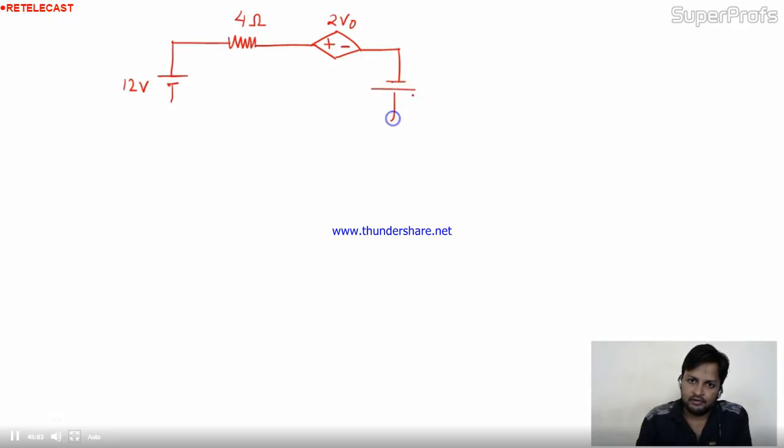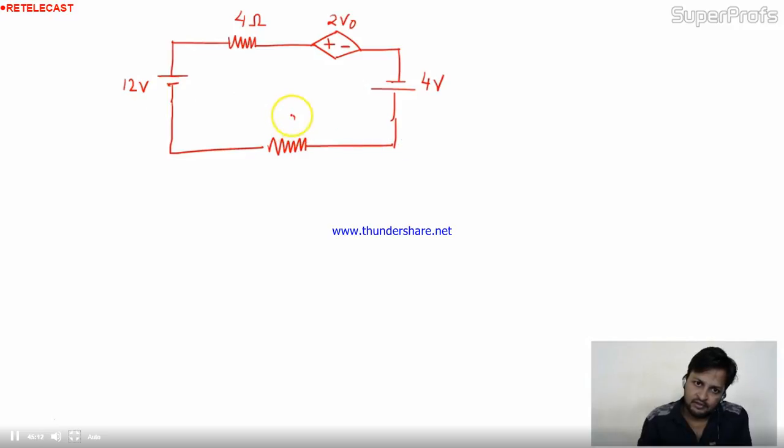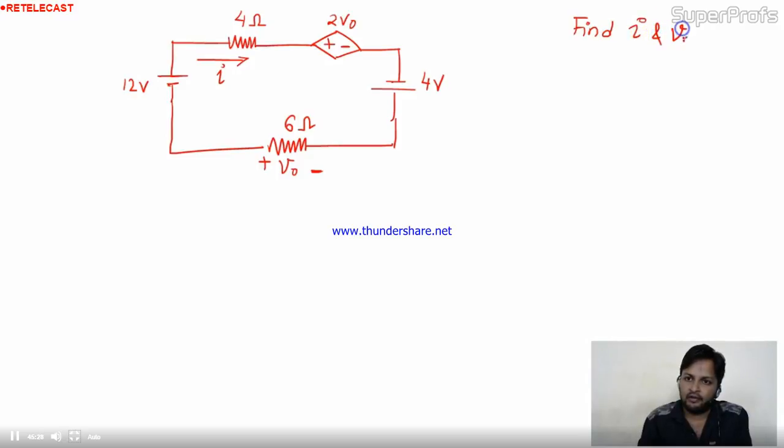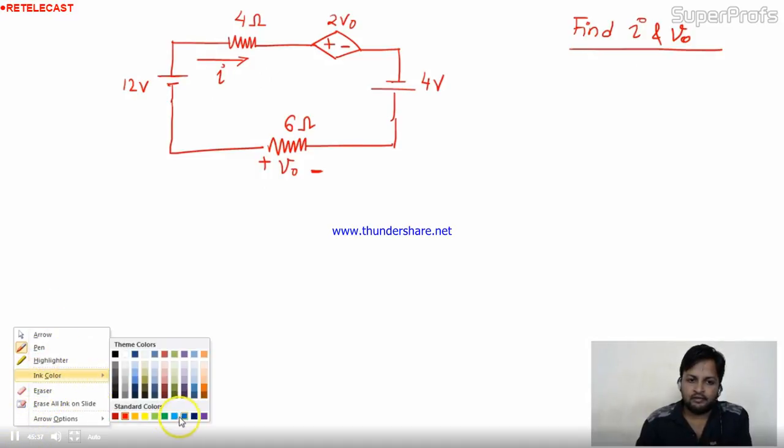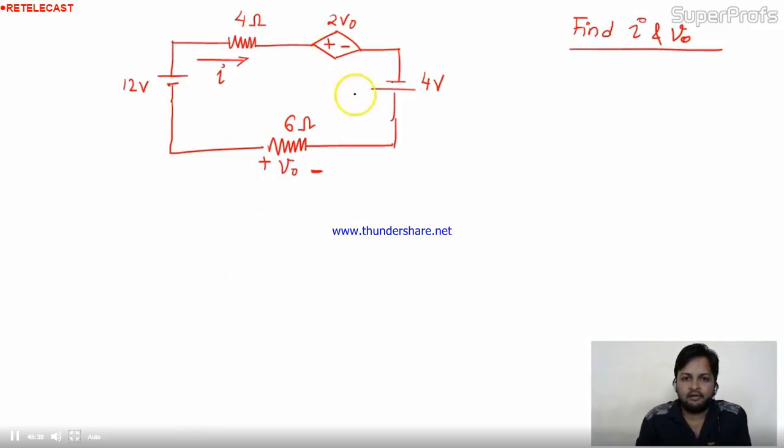Next, the battery of 4 volt. Here we have a 6 ohm resistor and the voltage drop across it is V0, as already given, and the current in the circuit is given as I. Now the question is to find I and V0. Simply, we have only one mesh here, so we can apply KVL. It will be simple to apply KVL.